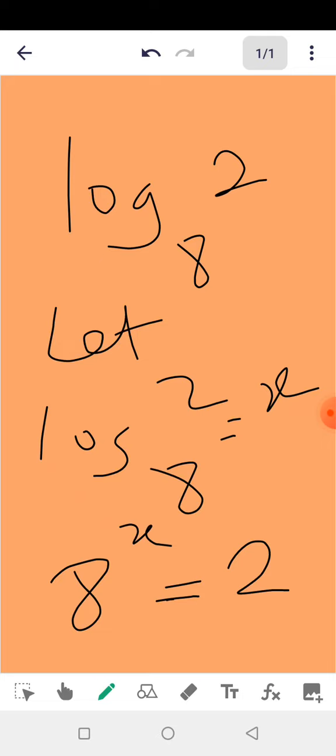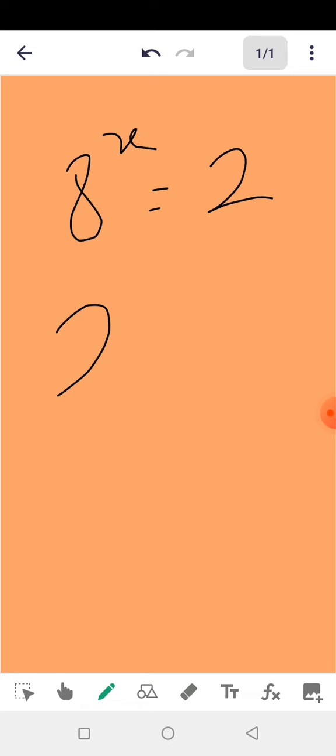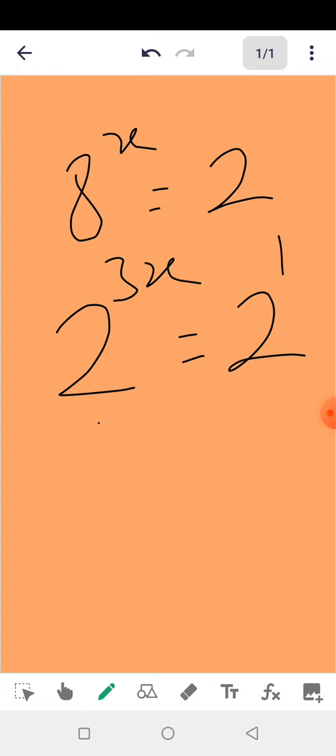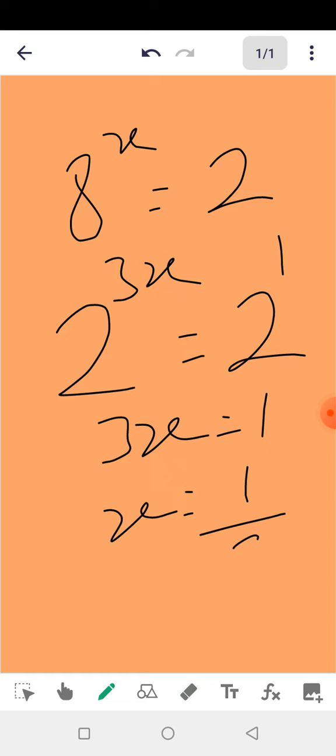Okay, so I will write that, guys. If I write 8 raised to the power x is equal to 2, then 2 raised to the power 3x is equal to 2. Don't forget there's an invisible 1 here, so 3x is equal to 1, then x is 1 divided by 3, which is 1/3. So you see, these logarithm questions can just come in different forms, and we have addressed 2 solid examples already.